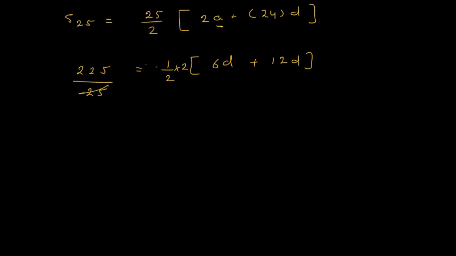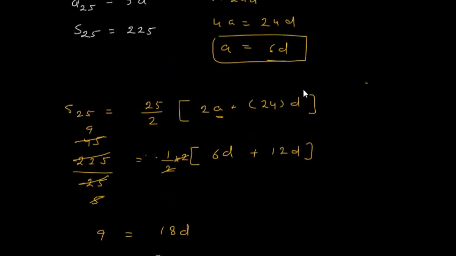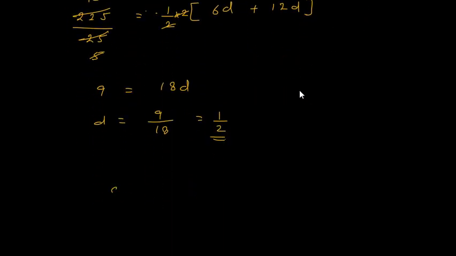Okay, so now 225, 5 5s are 25, 5 4s are 20, 5 5s are 25, then 5 9s are 45. So 9 is equal to, now this 2 will cancel, and 12 plus 6 is 18d. So this gives you d is equal to 9 upon 18 is equal to 1 upon 2. Okay, so d is 1 upon 2, a is 6d, so that is 6 into 1 upon 2 is 3.